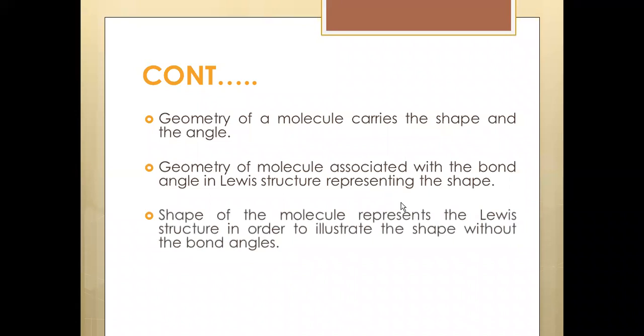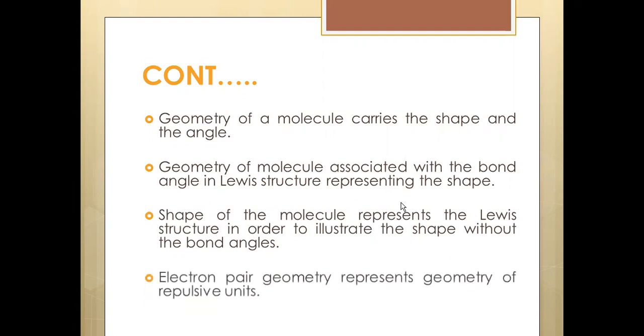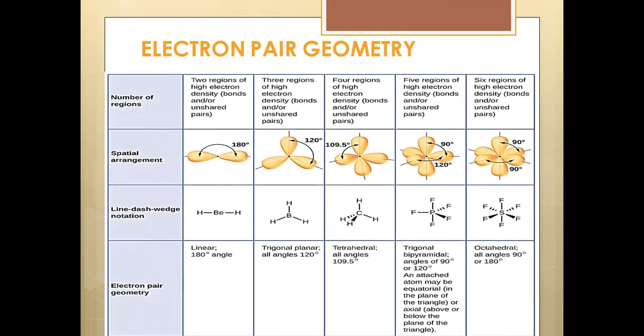The shape of the molecule represents the Lewis structure, illustrating the shape without the bond angle. I said when you speak about the geometry, we need the angle, but for shape we are not going to speak about the bond angle. The electron pair geometry represents the geometry of the repulsion. Simply, when you speak about the electron pair geometry, it represents your repulsive units. Let's see electron pair geometry. We will have the annotation.